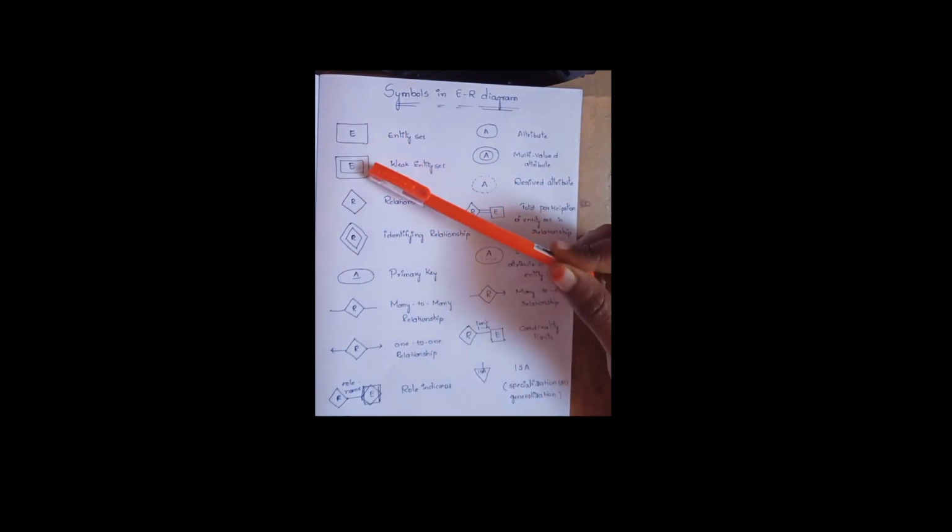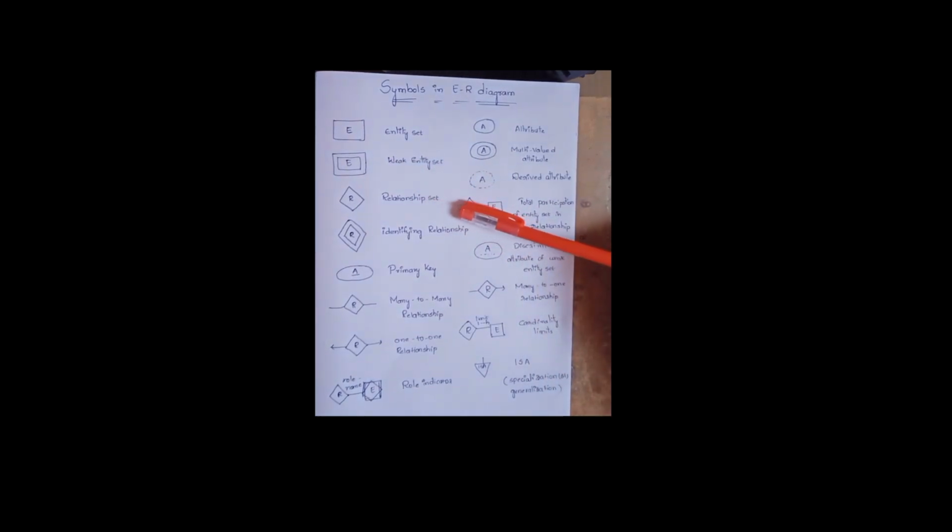This is the entity set. We know that an entity set is enclosed in a rectangular box. This is the diagram we use for an entity set. We use a rectangle, and within that rectangle we write the entity. So this is a weak entity set. As we know, a weak entity set doesn't have a primary key. It has a partial key. This is enclosed within a double rectangle. This we call a weak entity set.